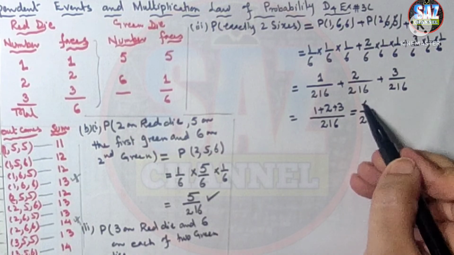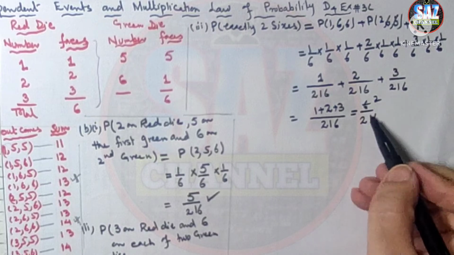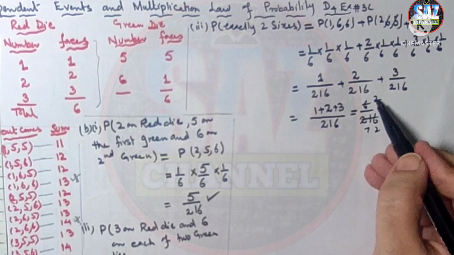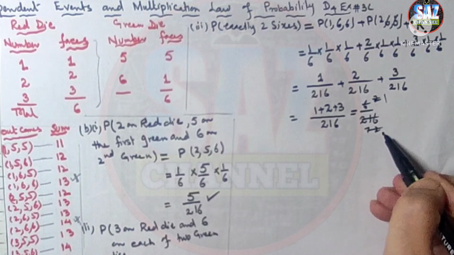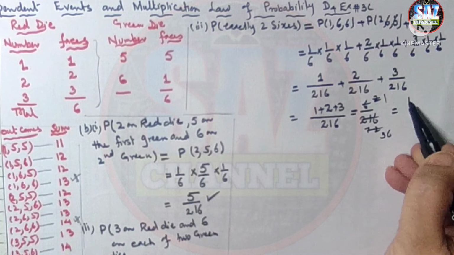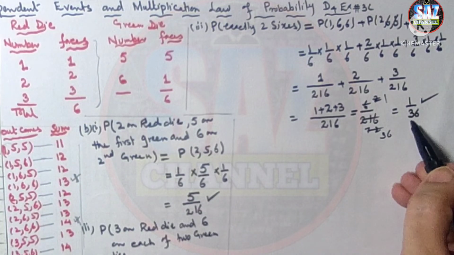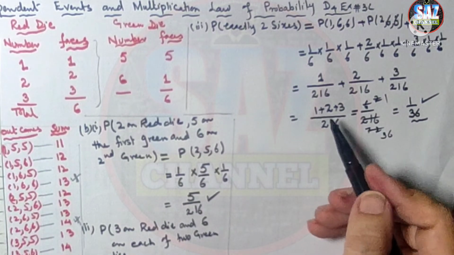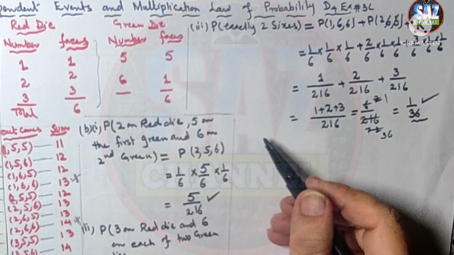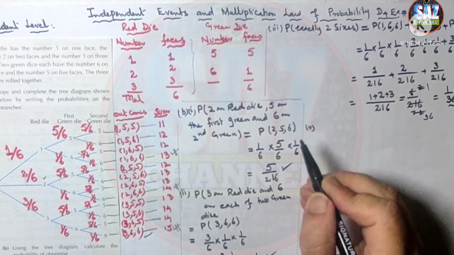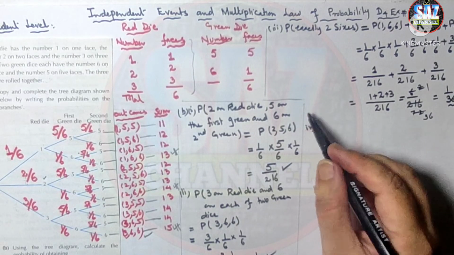It's up to you how you go for the calculation and simplification, but you must give your answer in the simplified form. Okay, now moving to the fourth part, that is a sum of 12.